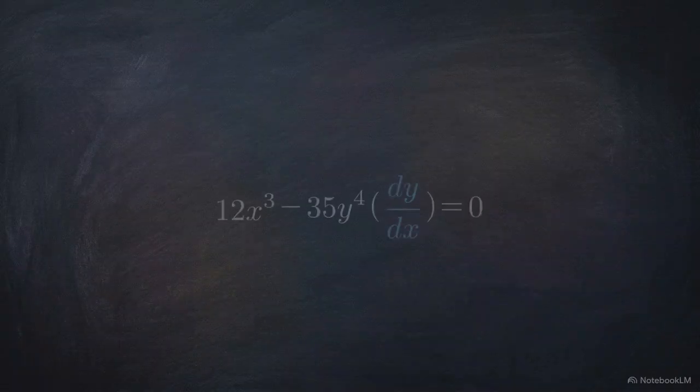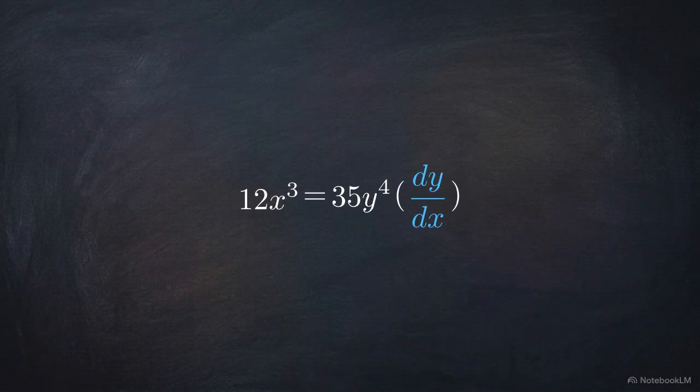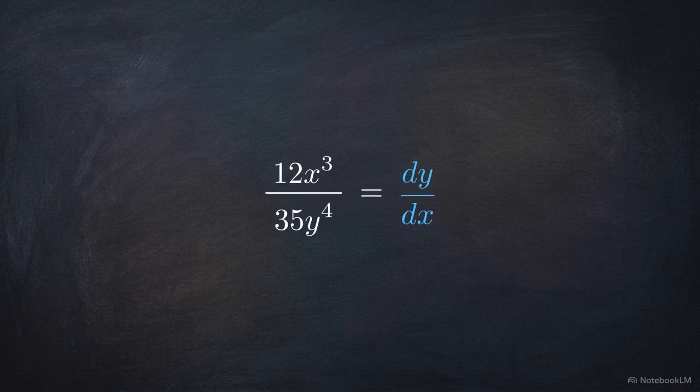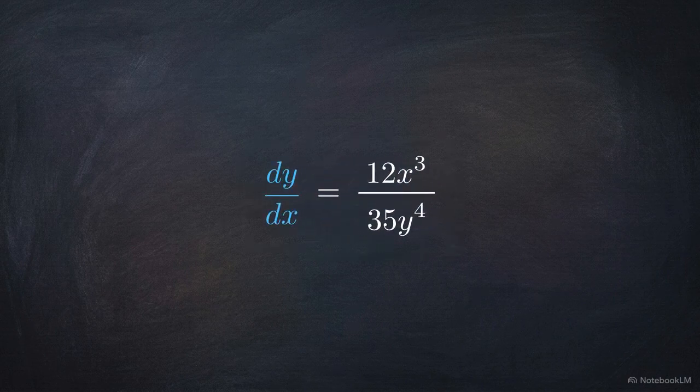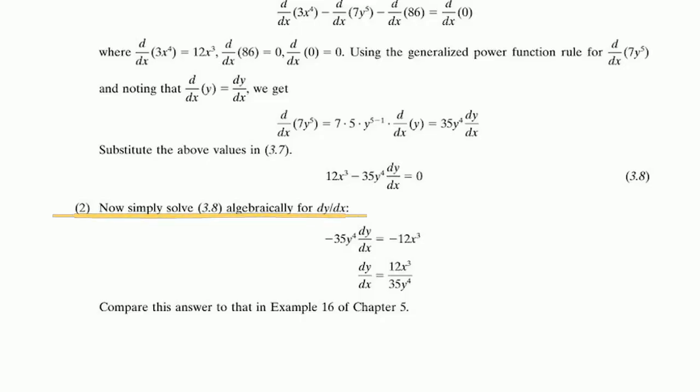Finally, we use basic algebra to isolate our target. Moving the terms across the equal sign shows that dy over dx equals 12x cubed divided by 35y to the fourth. Our result matches the mathematical proof shown here in example 16. By applying the rules of differentiation, we reached the final solution with far more efficiency.